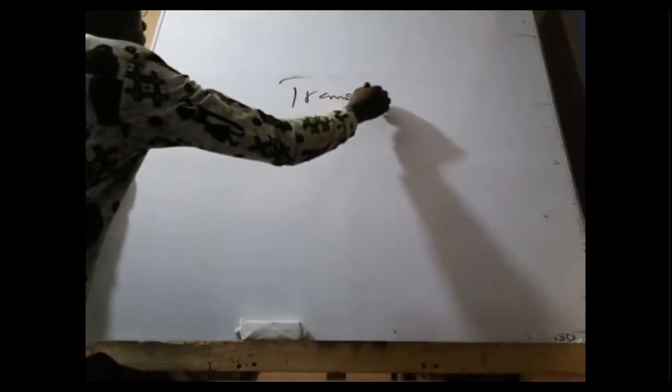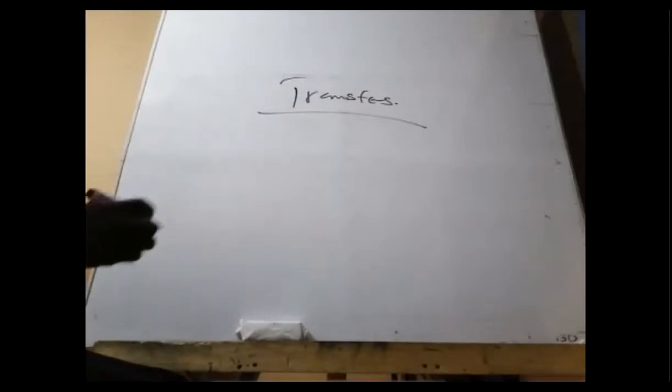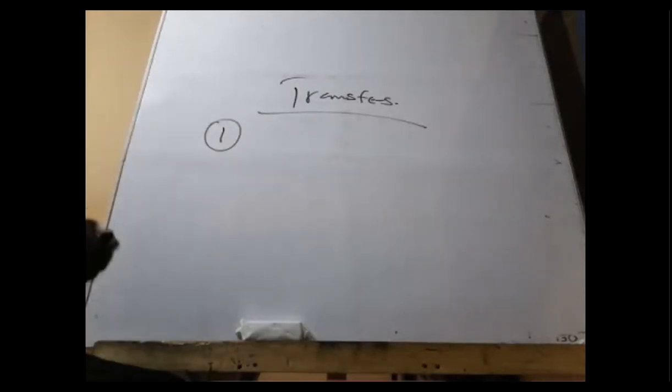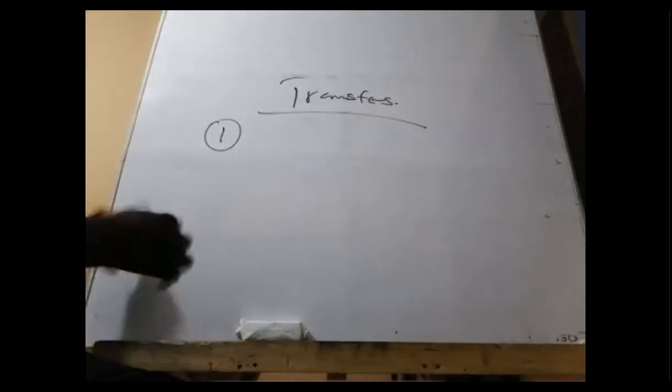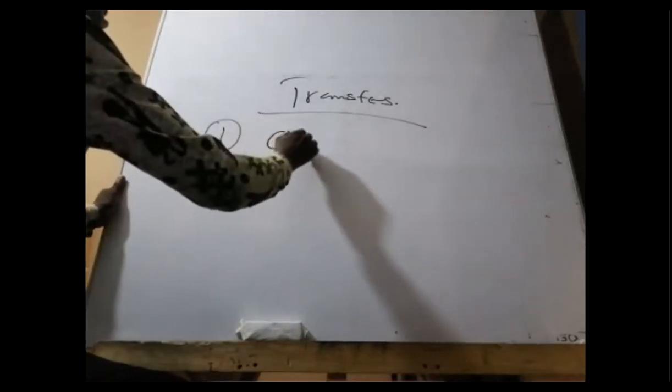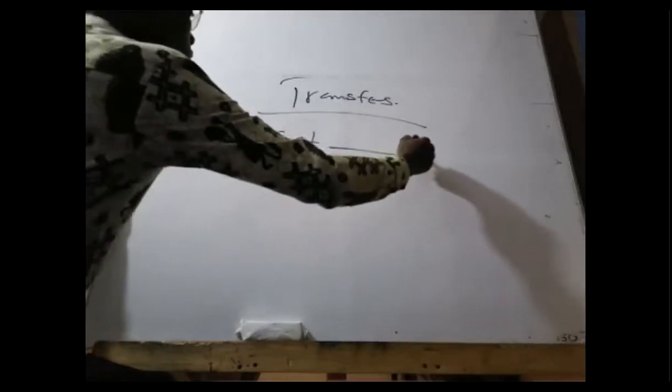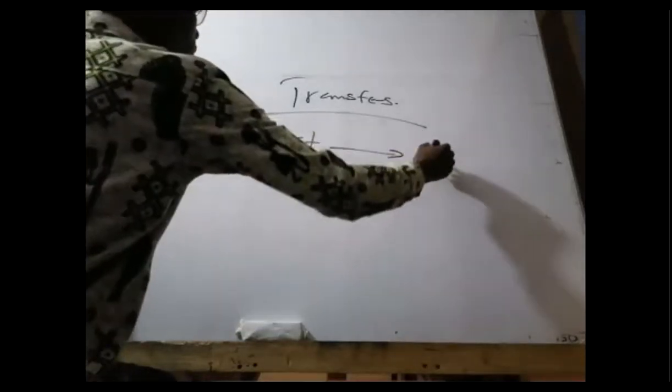Transfer. Very important. Highly examinable. Basically, we have three forms of transfer. Number one: you can transfer between the cost model and the fair value model. So transfer from cost model to fair value model.